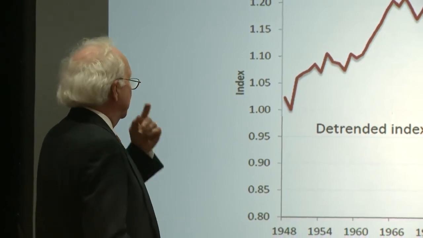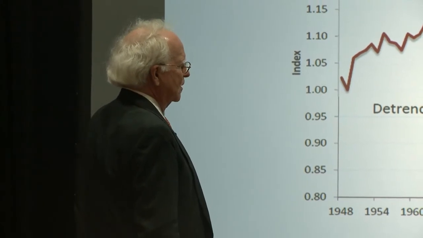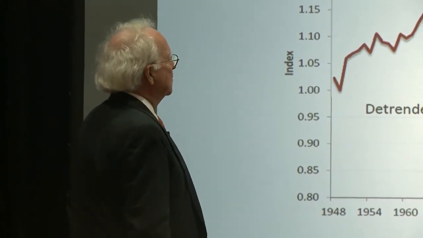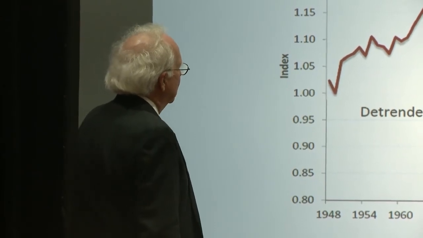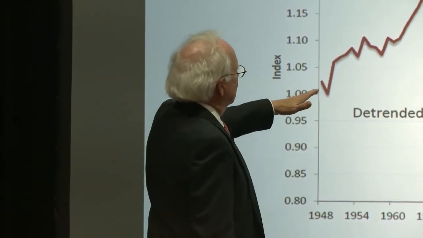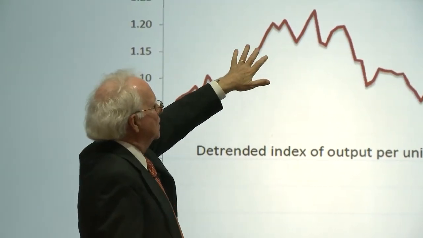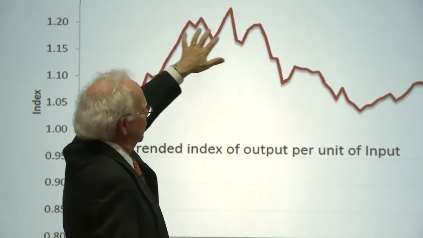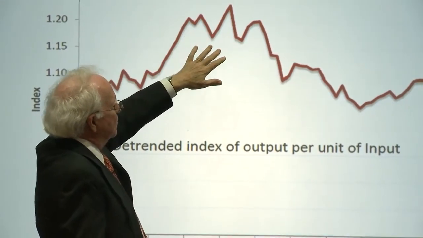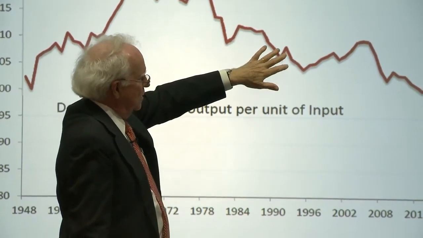Okay, so here's the record of the level of productivity, again detrended, over the same period starting in 1948. So we had a period of rapid productivity growth, then a period of normal productivity growth, so productivity is flat when you detrend it. Then productivity growth kind of declined.